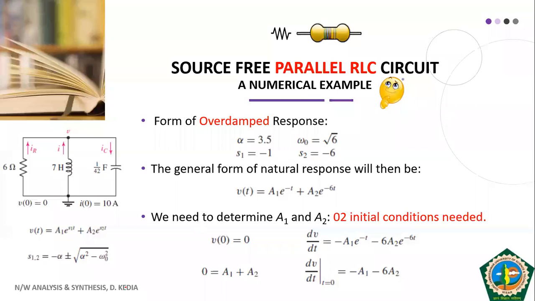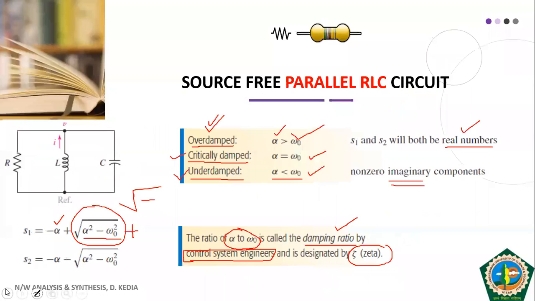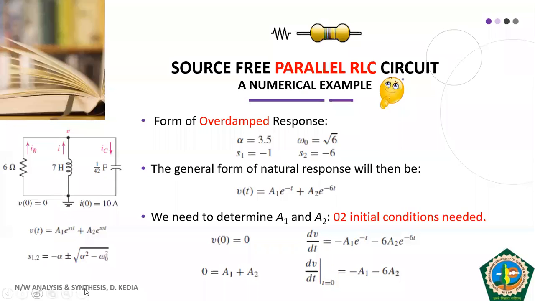So dear students, after looking into the terminology of overdamped, critically damped and underdamped, we take the case of the overdamped circuit condition first, where alpha is greater than omega naught, in the next slide. Here we are considering a numerical example which has an overdamped response. We have taken alpha equal to 3.5 and omega naught equal to under the root 6.